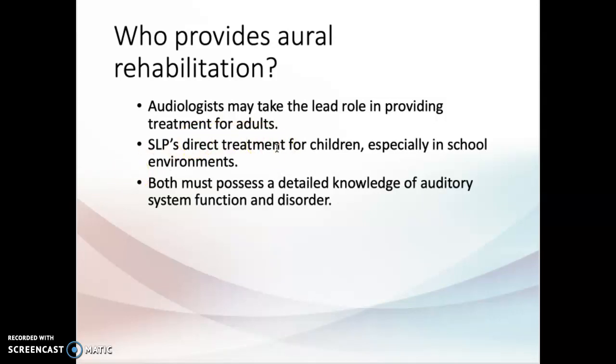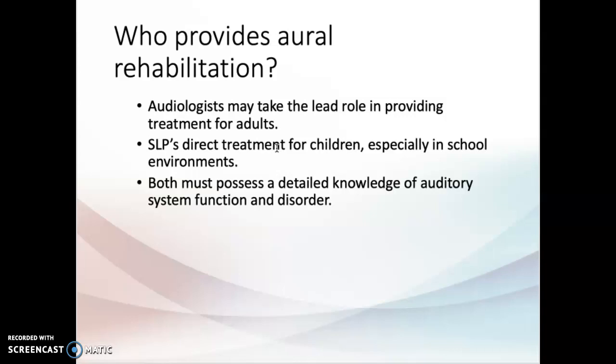So who provides oral rehab? Oftentimes with adults, the first person of contact is the audiologist, because there's concerns about hearing, a hearing test, hearing aids fit often. And so we're kind of the primary person there often. Not all the time, but most of the time. With children, oftentimes the SLP is more involved, especially in school environments.